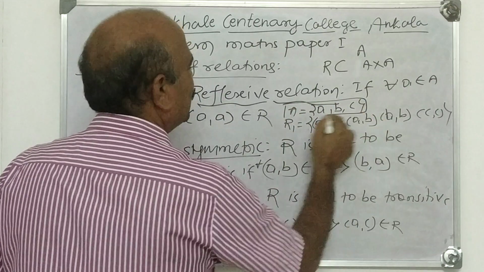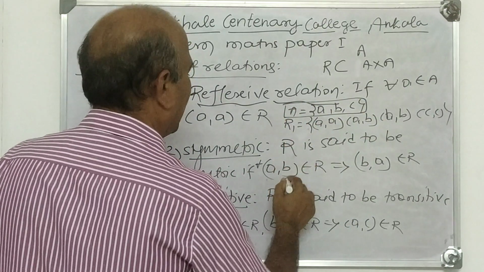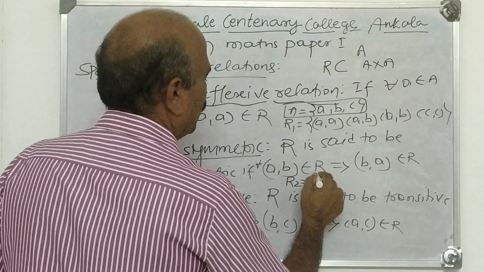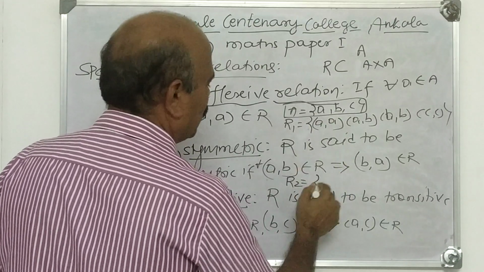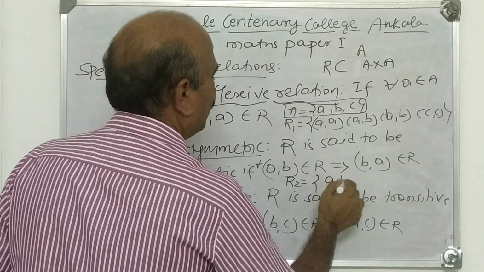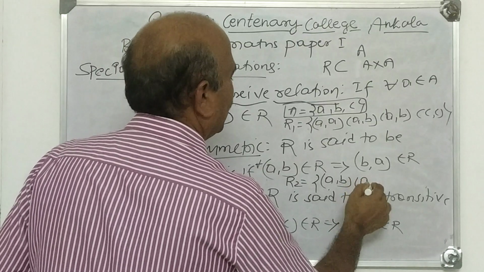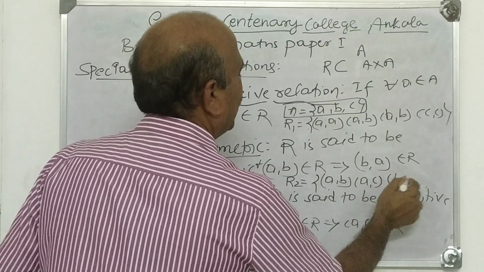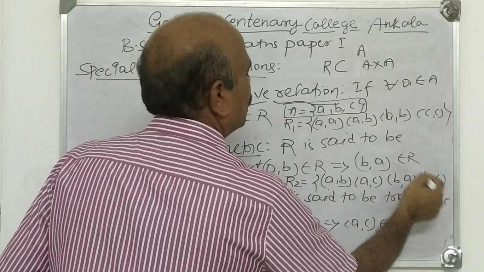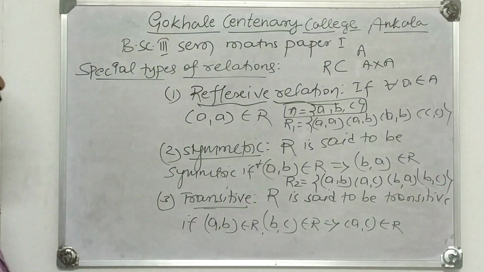Symmetric means same set. Take A equal to {a, b, c} and I take R2, a subset of A cross A. It is {(a,b), (a,c), (b,a), (b,c)...}. Then it is symmetric.